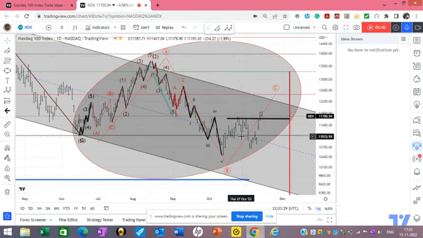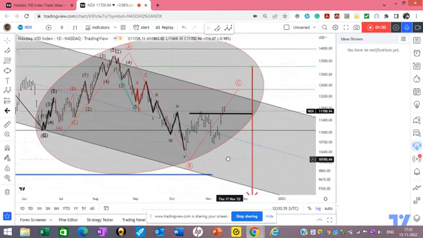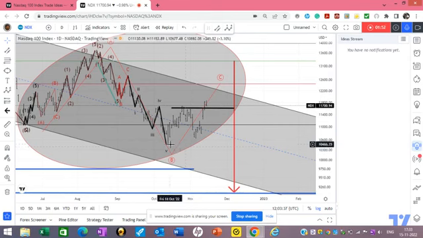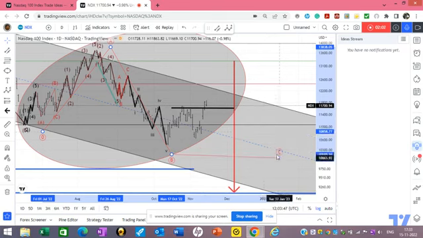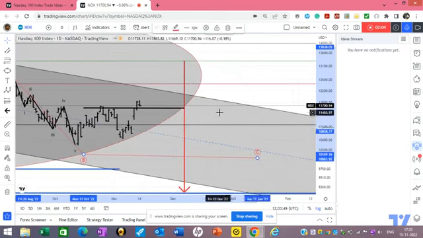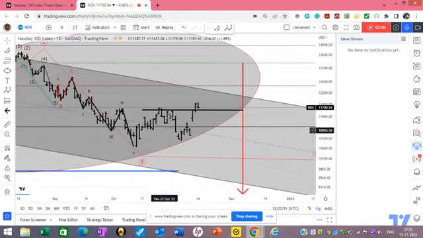Okay, so now we come to wave C. So this is going to be an impulse move, 5 wave move up. Now whether this is going to be a triangle wave or a simple 5 wave move, that time will tell. But anyway, for the time being, prima facie, what is it looking like? This has formed a triangle.